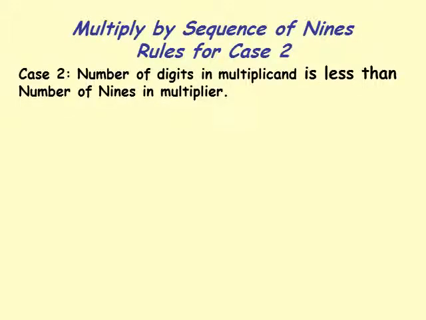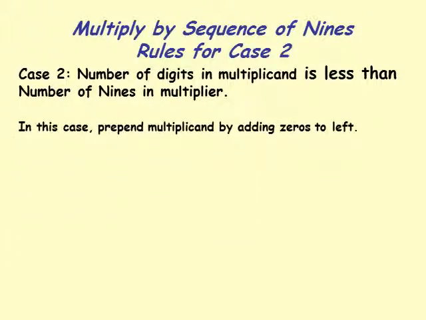We'll do case number 2. The number of digits in the multiplicand is less than the number of 9s in the multiplier. So the sequence of 9s is longer. Okay, let's continue. Take an example. In this case, prepend the multiplicand by adding zeros to the left. Okay, so we'll make them equal. So we'll use that in 1 over 13.